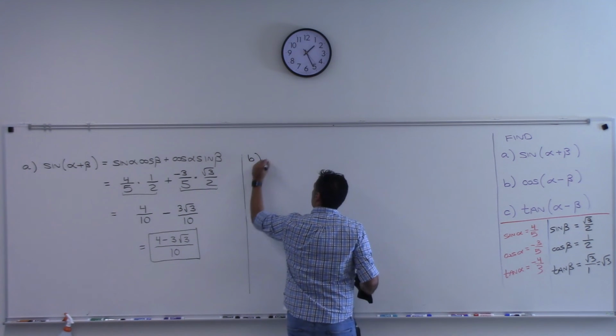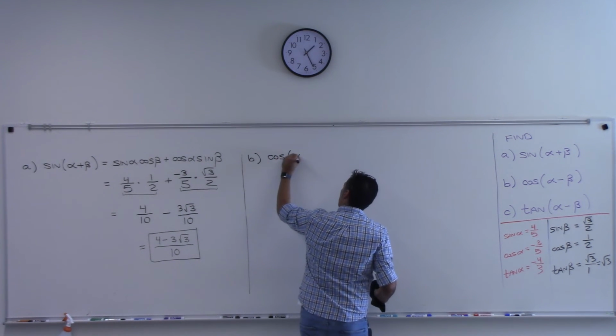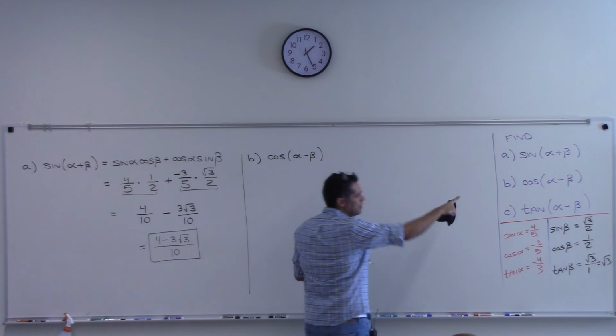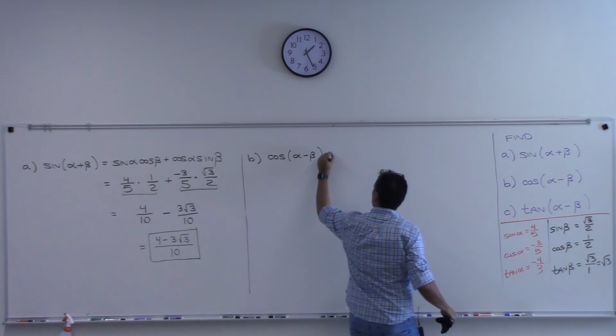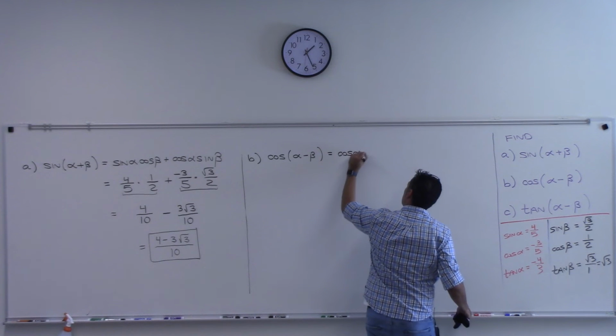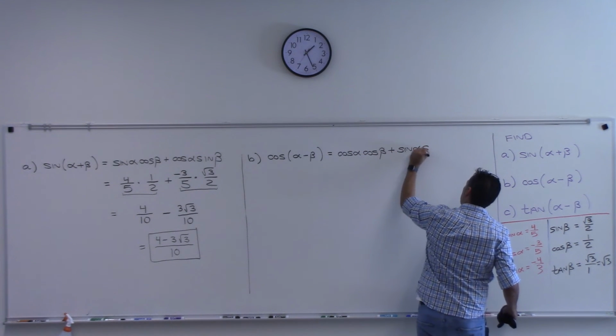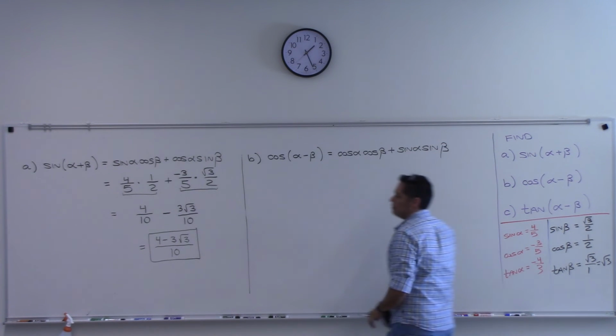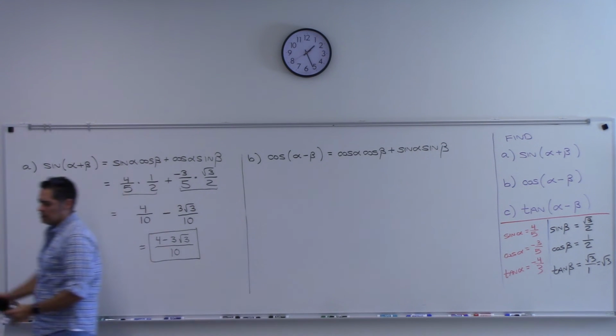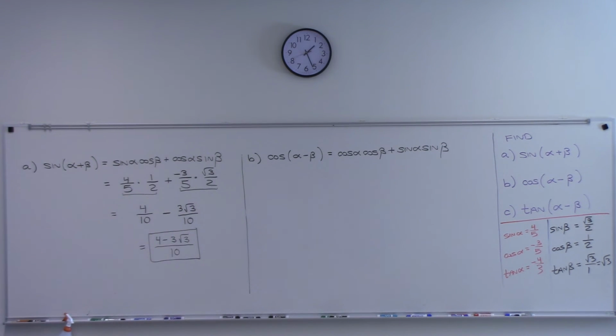Part B. Cosine of alpha minus beta, right? That's what I want. So the formula here is cosine alpha cosine beta plus sine alpha sine beta. How do I know that? Yeah, it's the opposite, but it's right here, right?